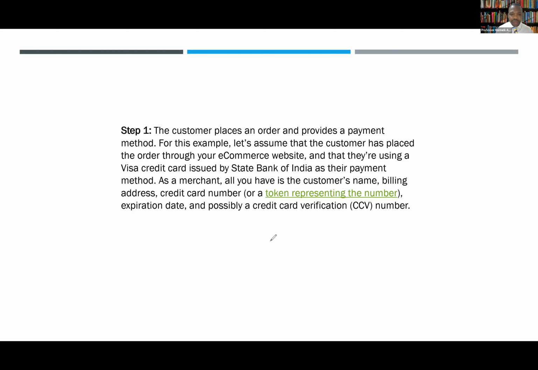method. As a merchant, all you have is this customer's name, billing address, credit card number, right? Or a token representing the number, it could be anything, expiration date, and possibly the credit card verification number, very, very important. It's at the back of the card. Expiration date, the billing address.